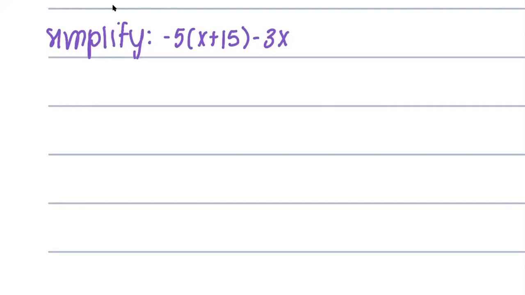Okay, who wants to go over this one? Yeah, go ahead. So you just do the distributive property. So you have negative 5x plus 75 minus 3x. And then you combine negative 5x and negative 3x. So you have negative 8x minus 75.